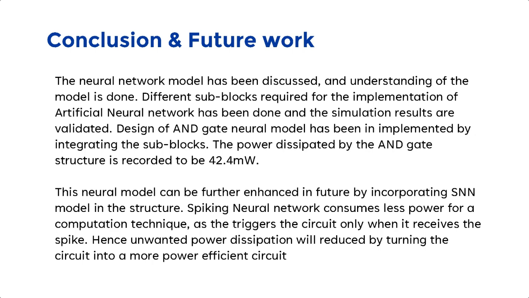This neural network can be enhanced further in the future by incorporating it into an SNN model. The spiking neural network basically consumes less power for computation, as its circuits trigger only when they receive data in the form of a spike. Hence, this can reduce unwanted power consumption, and it will turn the circuit into a more power efficient circuit.